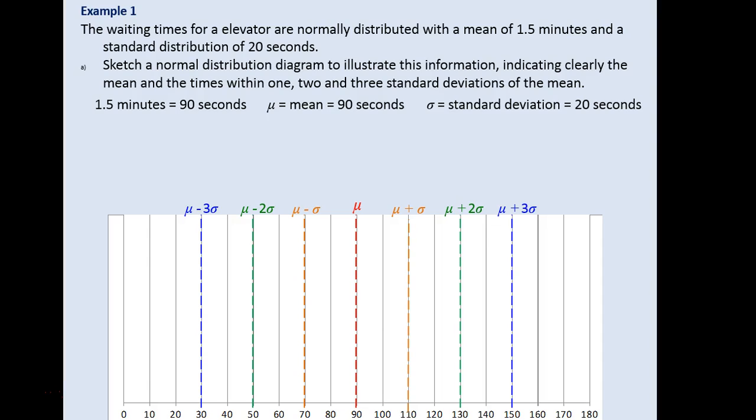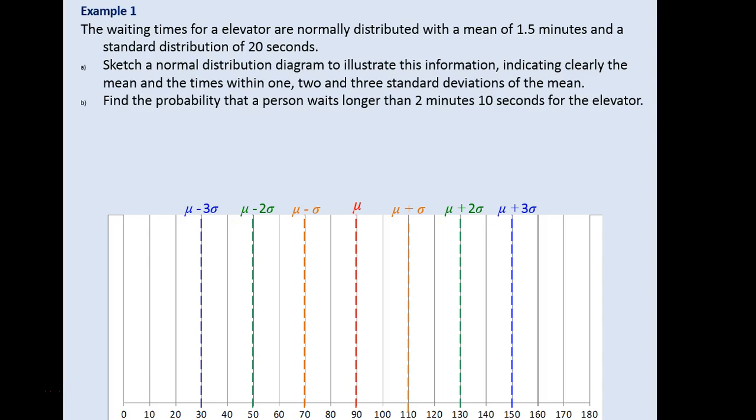And now let's take a look at a couple questions that they might ask to follow. So look here at part B. What is the probability, or what is the percent, same thing, that a person waits longer than 2 minutes and 10 seconds for the elevator? Well, again, let's convert this to seconds. So 2 minutes and 10 seconds, we're going to view that as 130 seconds. So what's the probability that they wait more than 130 seconds?